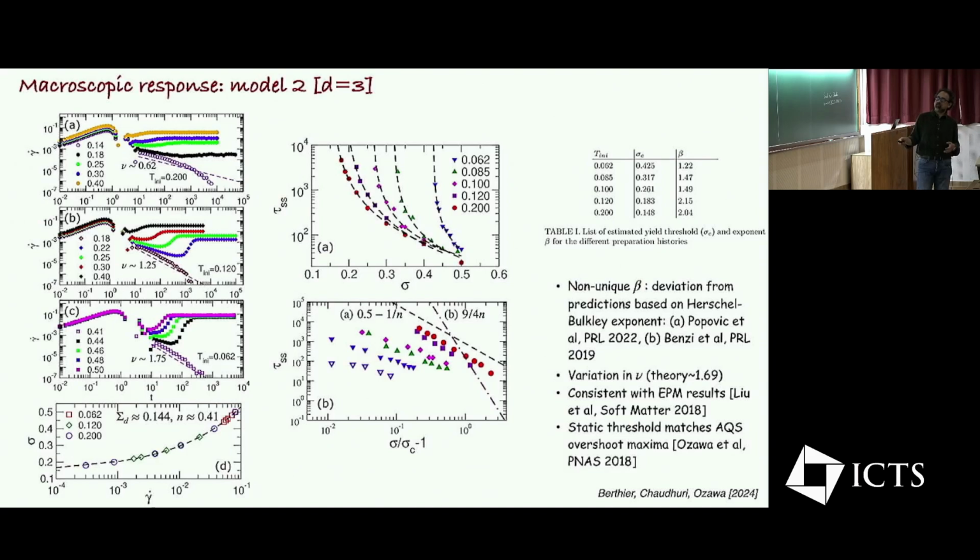But one has to be careful because we have done other studies in the context of jamming, where we have seen that one really needs to look at very large systems and asymptotic behavior in order to get the correct exponents and so on. Okay.